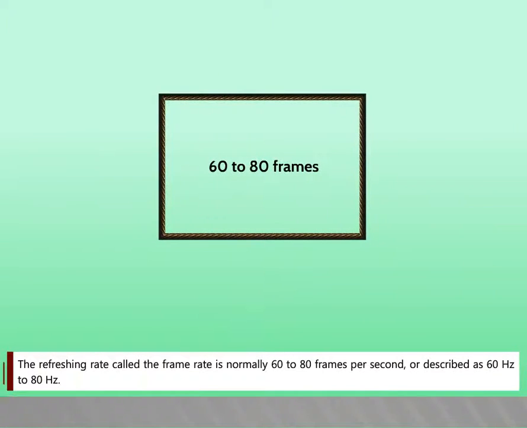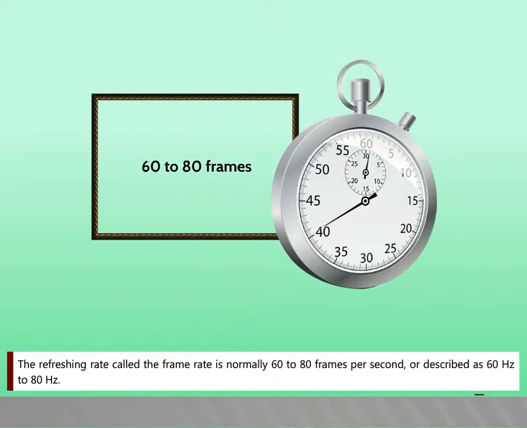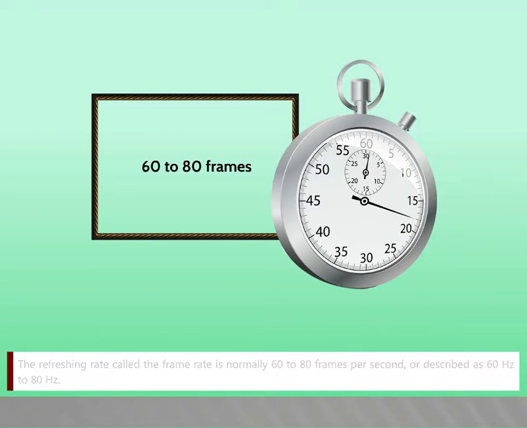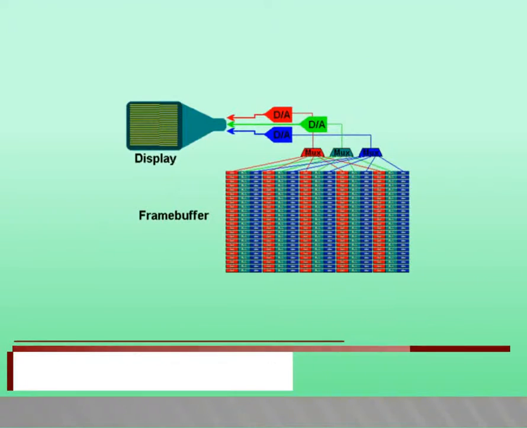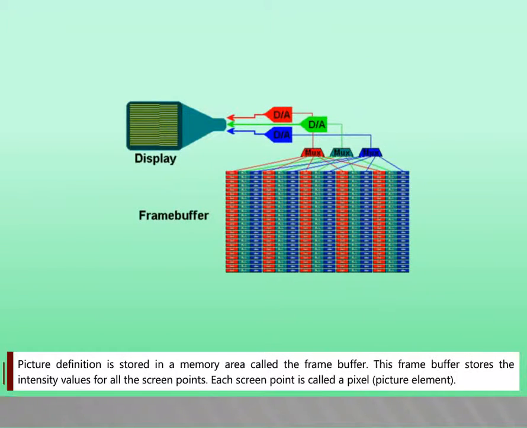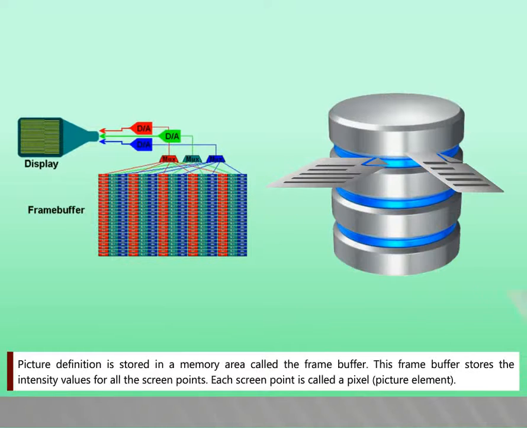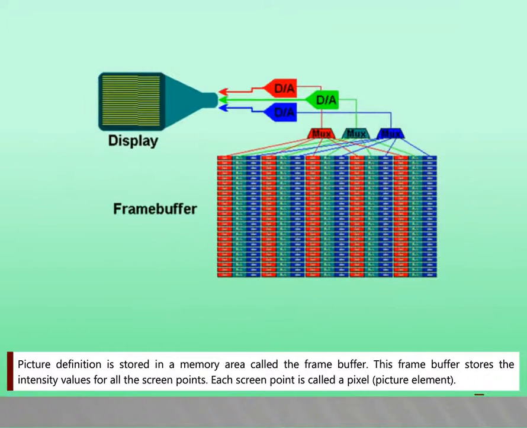The refreshing rate, called the frame rate, is normally 60 to 80 frames per second, or described as 60 Hz to 80 Hz. Picture definition is stored in a memory area called the frame buffer. This frame buffer stores the intensity values for all the screen points. Each screen point is called a pixel, that is, picture element.